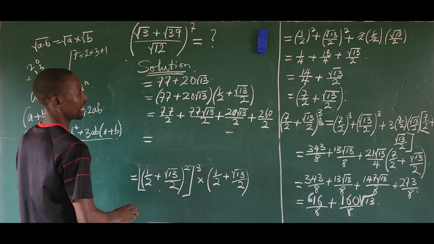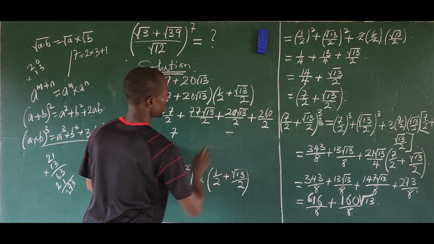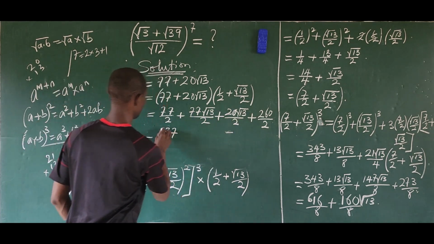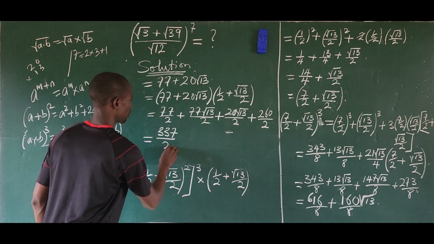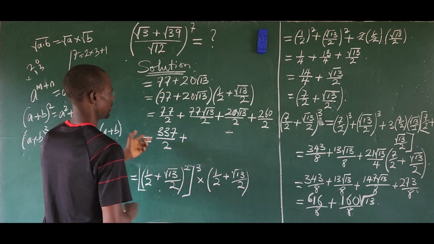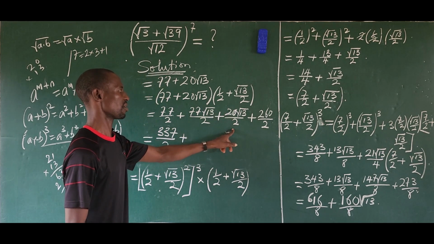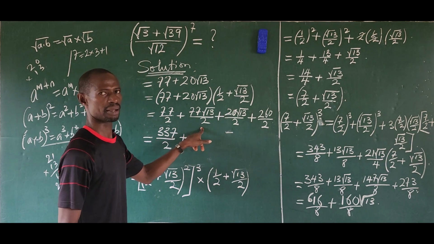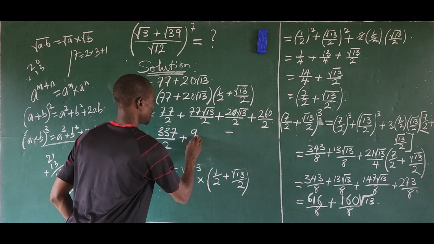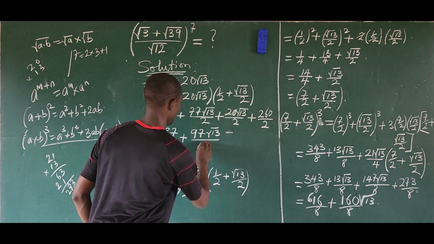So let's go ahead and add up. 7 plus 0 will give us 7. 7 plus 6 will give us 13. Carry 1. 1 plus this will give us 3, all over 2. Then plus, we can add this and this together. The reason why I decided not to cancel out this is because we are having a denominator of 2 here. So if we add this to this will give us 97 root 13 all over 2.